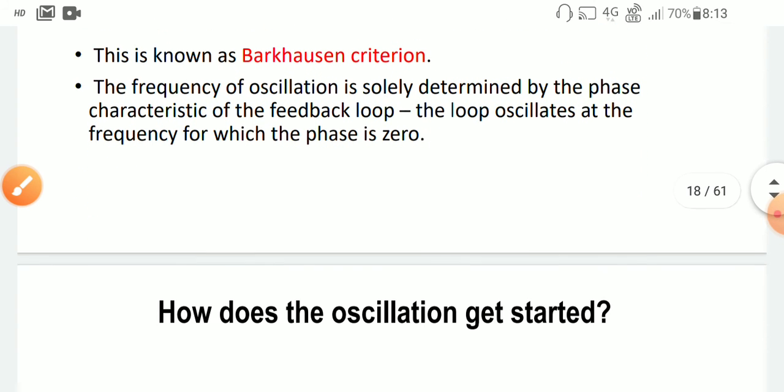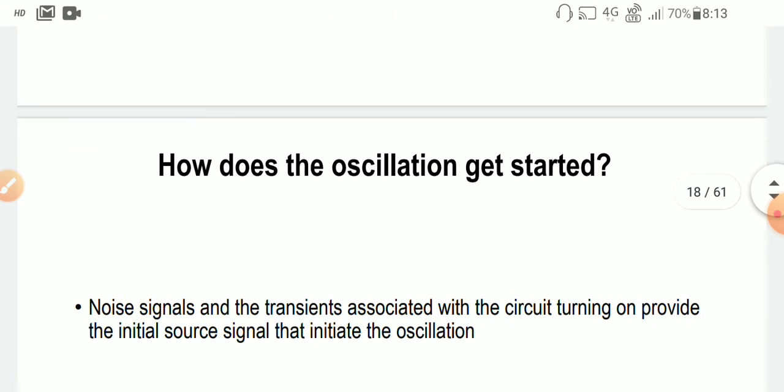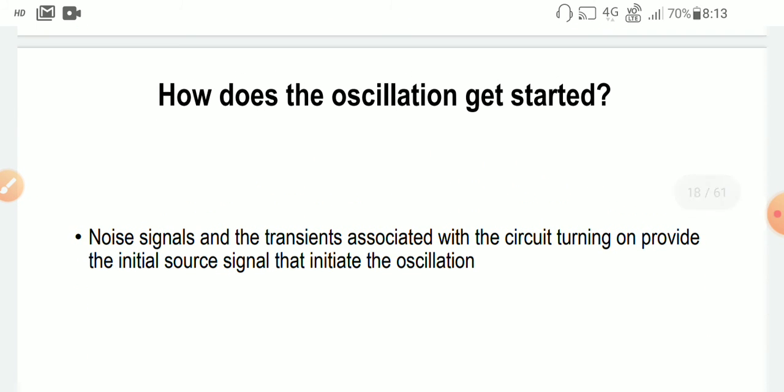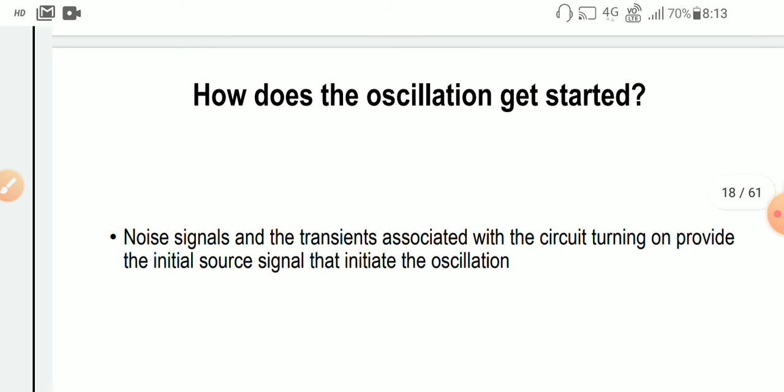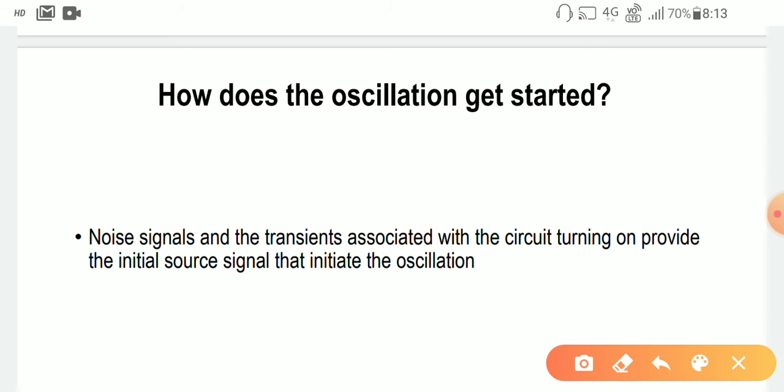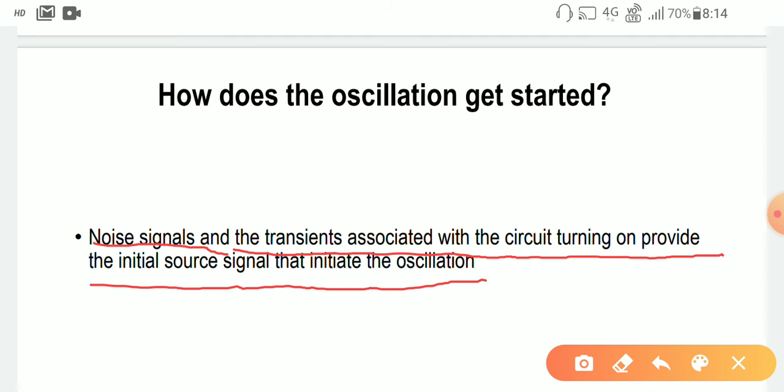Now the question is: if no signal is applied as the input, then how does the oscillation process get started? The answer is that the noise signals and the transients associated with the circuit turning on provide the initial source signal that initiates the oscillation.